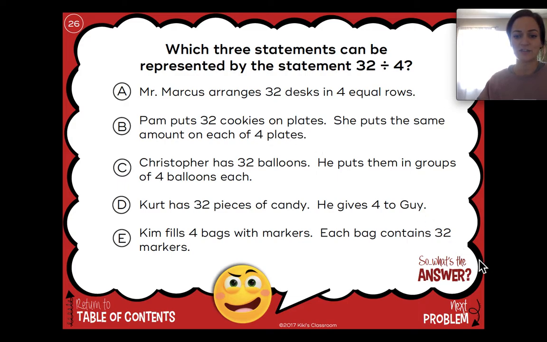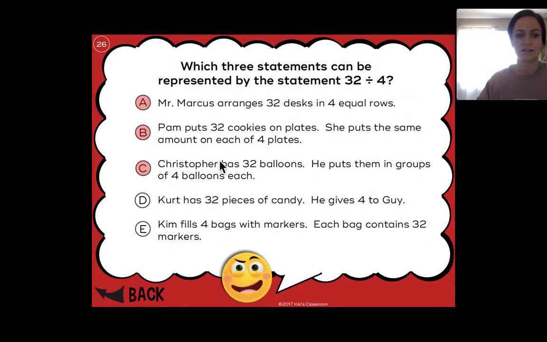All right, welcome back. You should have 3 answers. Let's go ahead and see what the answers are. Okay, A, B, and C are the correct answers. So if you got A, B, and C, go ahead and give yourself 100 points. Mr. Marcus arranges 32 desks in 4 rows. So 32 is our total amount of desks, and he's putting them into rows or groups of 4. So that is 32 divided by 4.